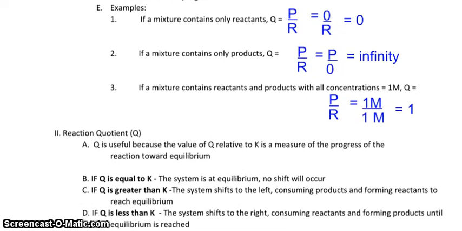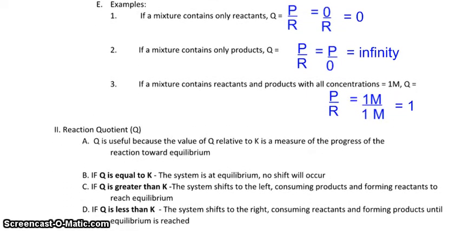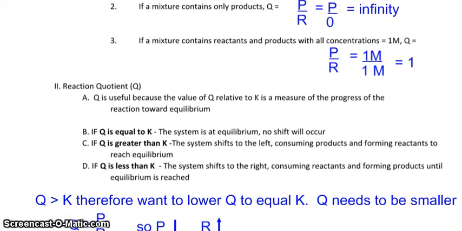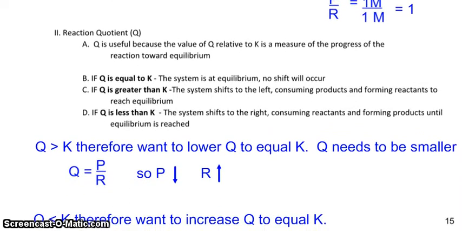So what if Q is less than K? It says the system will shift to the right, consuming reactants and forming products so the equilibrium is reached. Let's check this out again. I'm going to scroll up a little bit more. If Q is less than K, what do we need to do? We need to increase Q. We want to make Q bigger so that it will equal K.